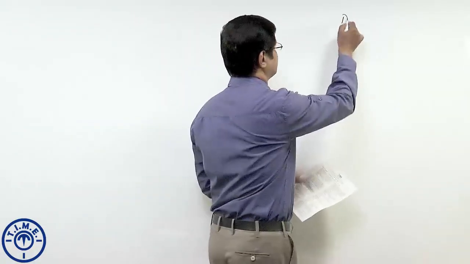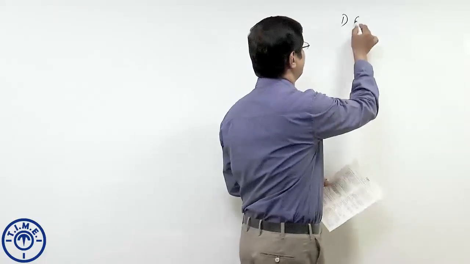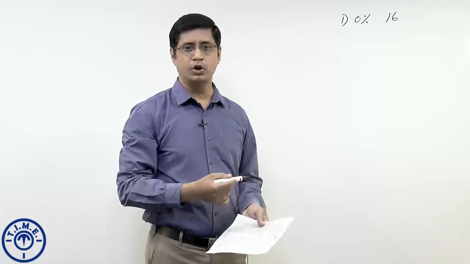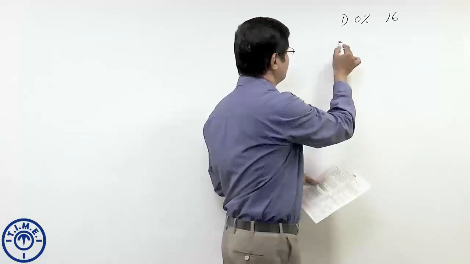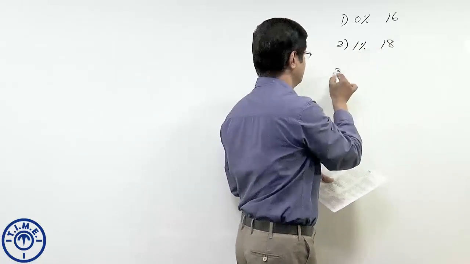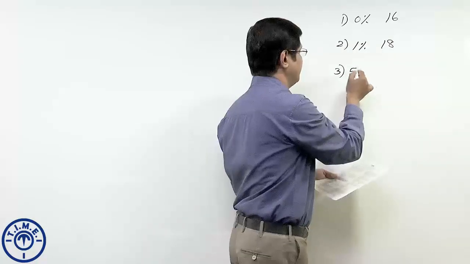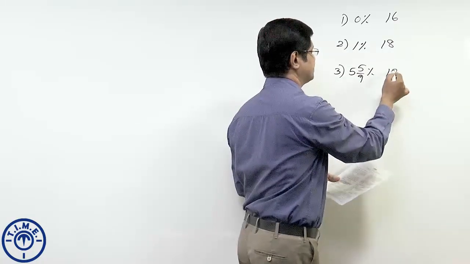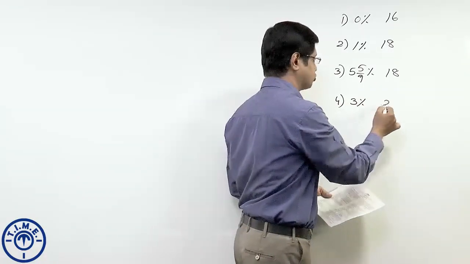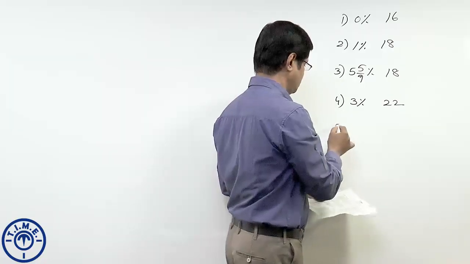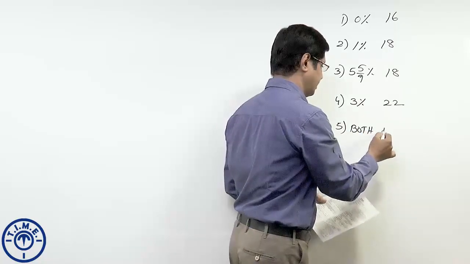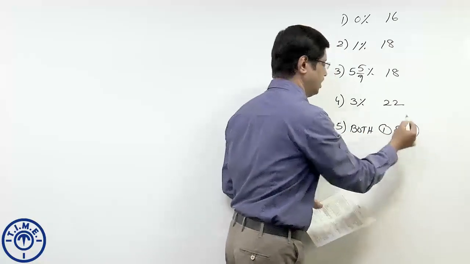Now look at the first option. Option 1 is 0% and 16, so 16 is the number of matches played before the new captain was appointed. Option 2 is 1% and 18 matches. Option 3 is 5/9% and the number of matches 18. Option 4 is 3% and the number of matches played is 22. And option 5 is satisfying both 1 and 3. So these are the options.